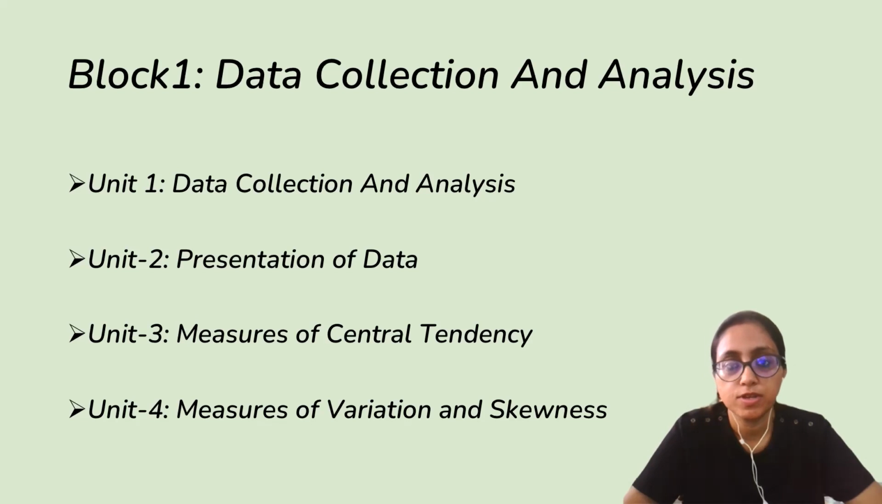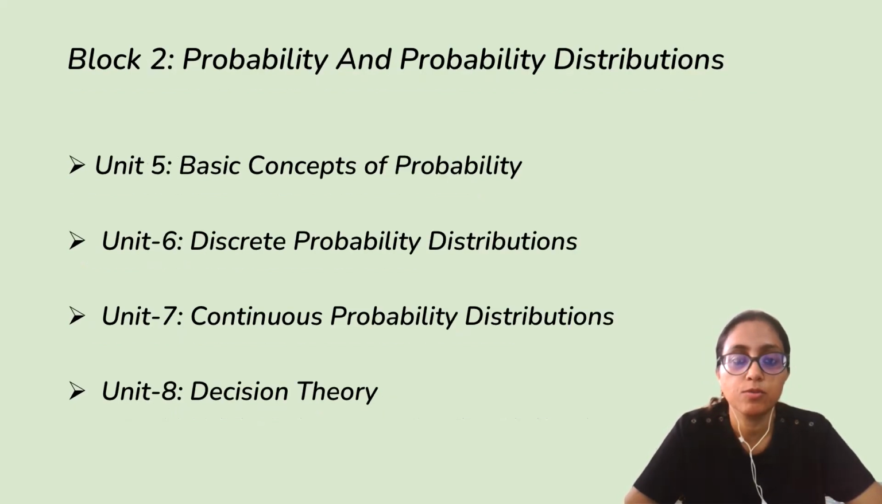Then third is measures of central tendency. In this, basically, we'll study how to get an idea of the data, what is the location of the data points, where the data is concentrated. Here we'll be studying mean, median, mode, and so on for the measures of central tendency. And then in the fourth unit, we'll study various methods of variation and skewness. Variation is basically how the data is varying within itself. There are various methods to study variation, which we'll look into as we proceed with the unit. Okay, so this was about Block 1.